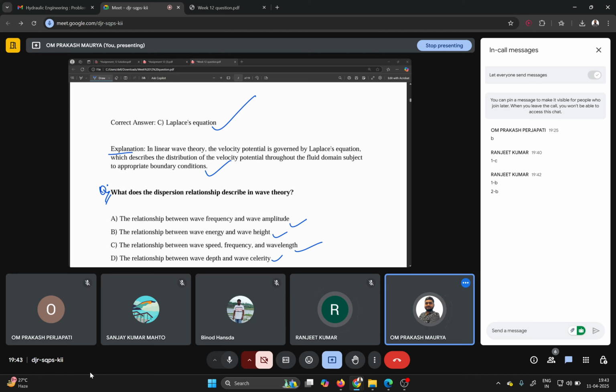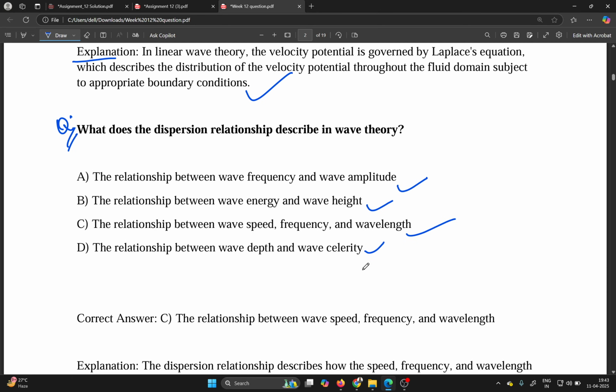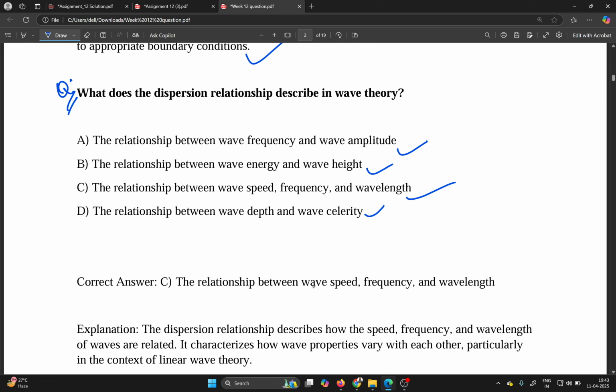Okay, Ranjit is telling B. Here the question number is not written, so you can write your answer only. B, you are telling, the relationship between wave energy and wave height. Okay, let me just show you the answer. Option C will be correct: the relationship between wave speed, frequency and wavelength. Remember, please, the dispersion relationship describes how the speed, frequency and wavelength of waves are related. It characterizes how wave properties vary with each other, particularly in the context of linear wave theory.